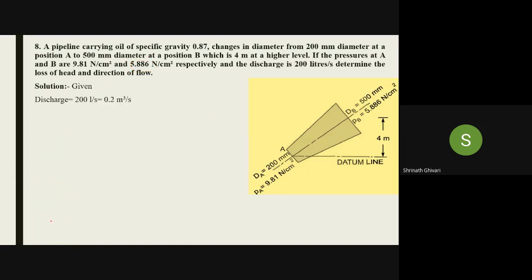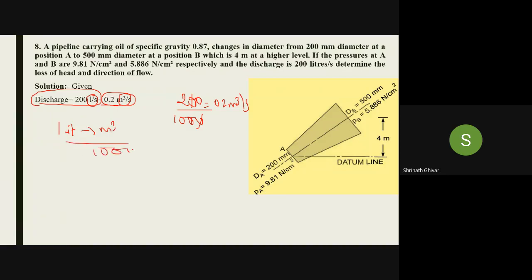Okay. So discharge is 200 liter per second. Convert it into 0.2 meter cube per second. So did you understand how to convert liter per second into meter cube per second? Whatever value they are given, 200, divided by 1000. So when you divide it by 1000, it will be converted into meter cube per second. If you want to convert liter into meter cube, divide the value by 1000. Remember this. Divide the value by 1000.